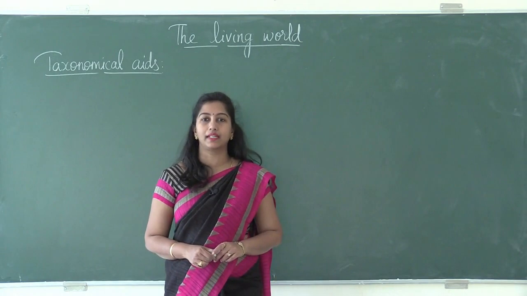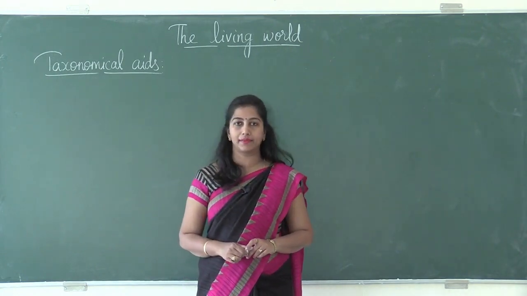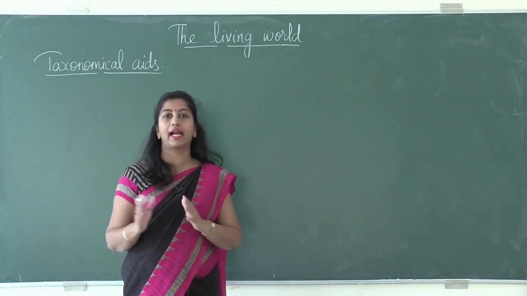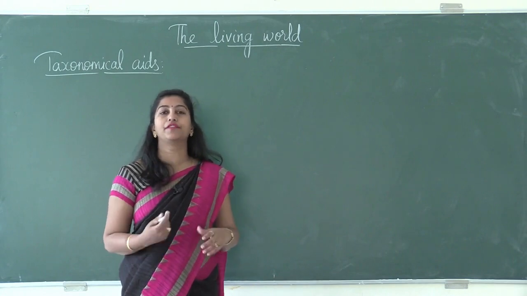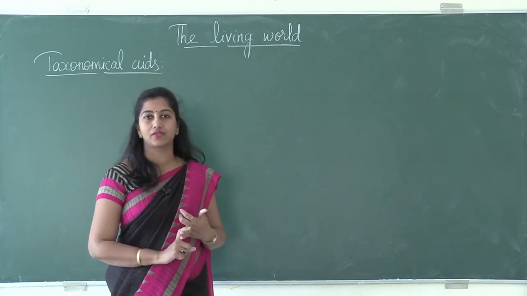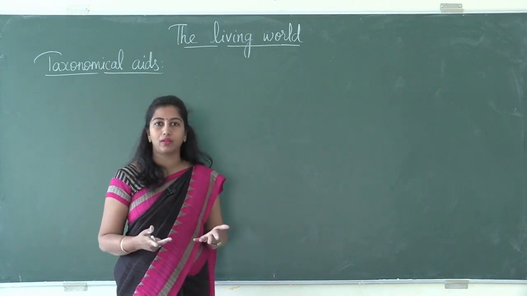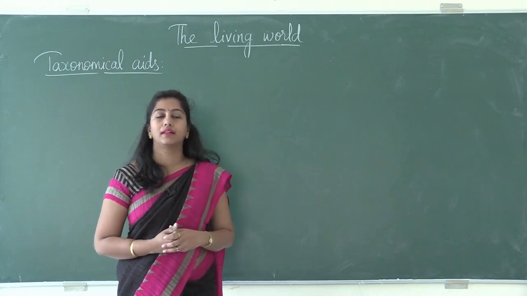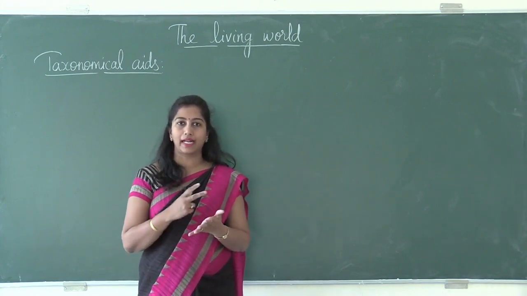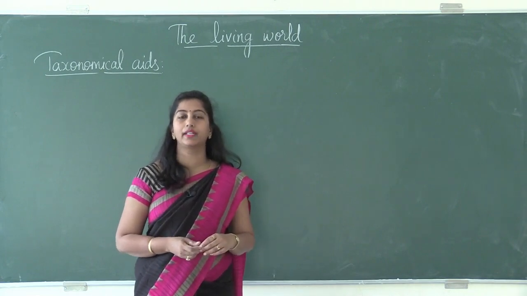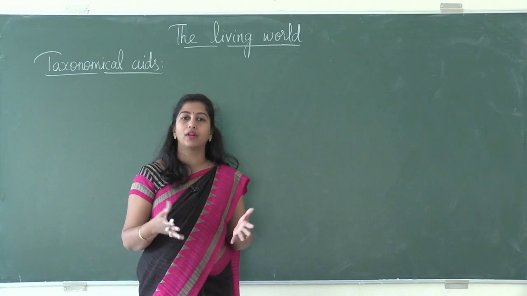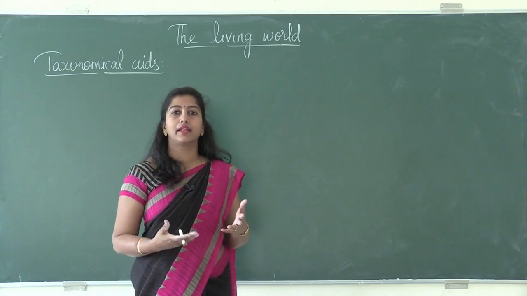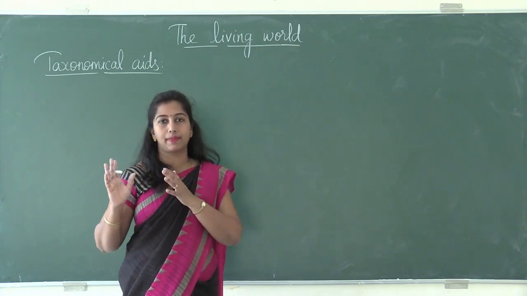Next we are going to study about taxonomical aids. Now, the study of taxonomic categories of different plants and different animals is important in the field of agriculture, industry, or even to know about the biodiversity of our earth. In any way, the study of taxonomic categories is important, and to study this, we need the specimens. The specimens may be of an animal or of a plant.